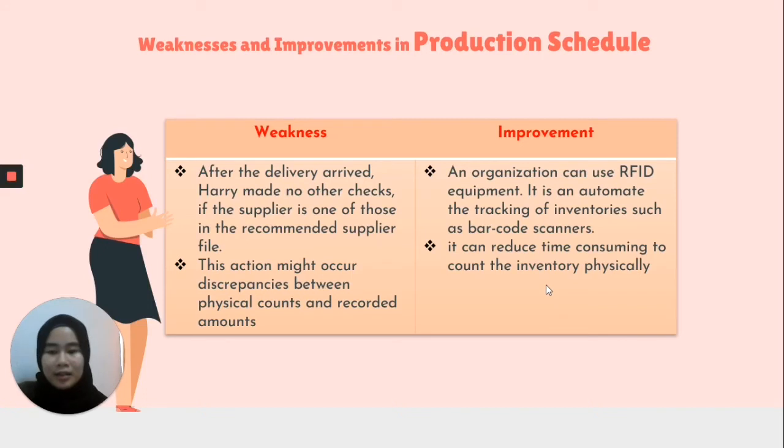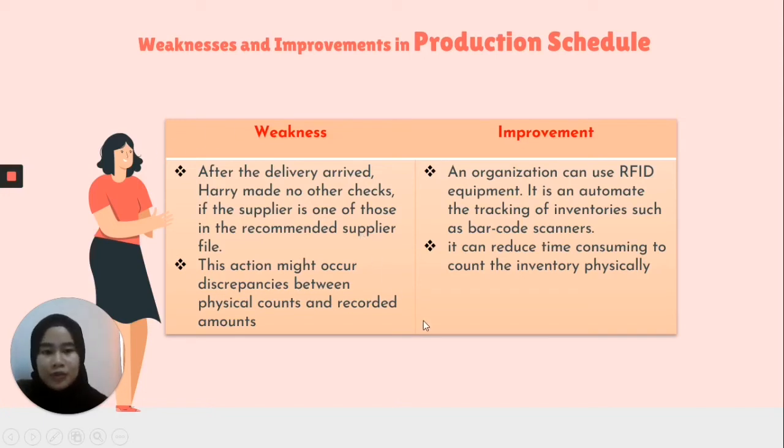Next, weaknesses can be found in the third paragraph, where after the delivery arrives, Harry made no other checks on whether the supplier is one of those in the recommended supplier file. Harry is confident that the supplier file is trusted. So this action might cause discrepancies between physical counts and recorded amounts. So before he signs or accepts any delivery order, he needs to check the amounts.